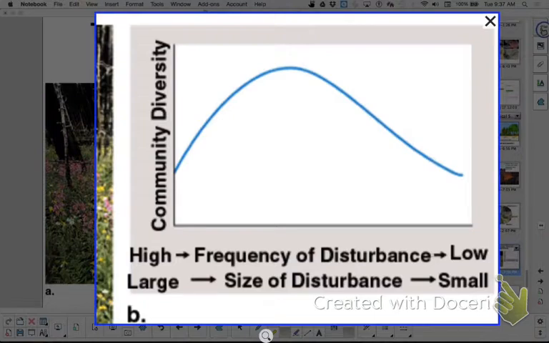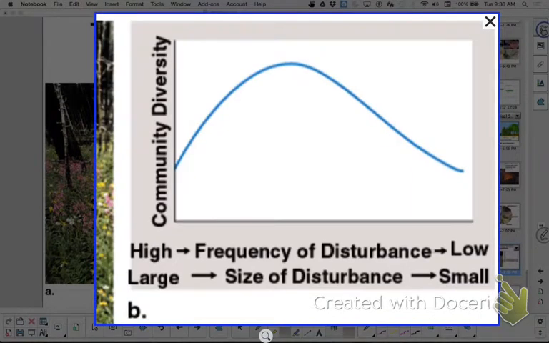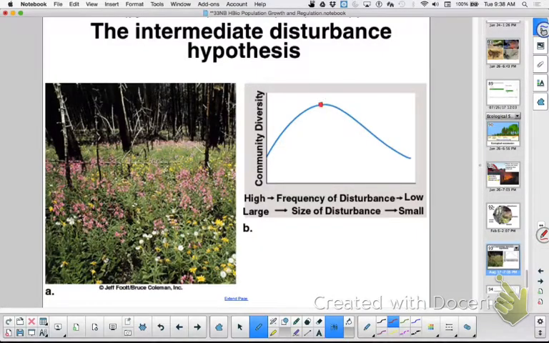Okay, so if this is what you're going for, maximum community diversity because they're the most stable, true or false? You don't want to have very many disturbances. You want to have 0 disturbances. Is that true or false? False. Because if you take this right down here, here's frequency of disturbance, high and low. If you have low disturbance, look, you don't have the greatest community diversity. You want kind of an intermediate amount of disturbance.